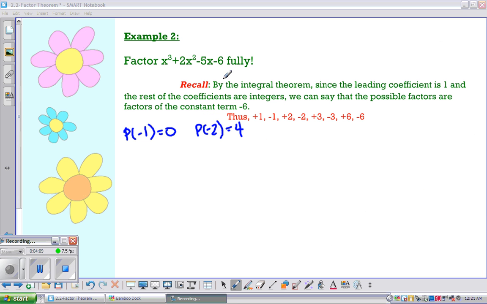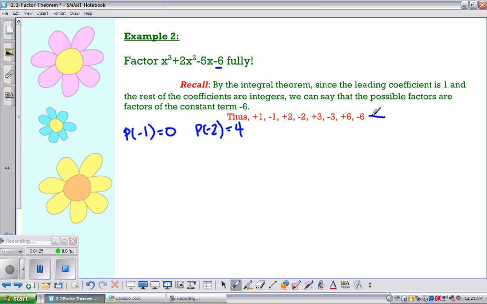Now we're actually going to try and factor this fully. So in the examples yesterday we were told what the factors are. Here we have to figure out what the factors are. So we're going to use the factor theorem, using the integral zero theorem as well. Since it's 1 and negative 6, these are all of the possible factors that we could use to try and factor this fully.